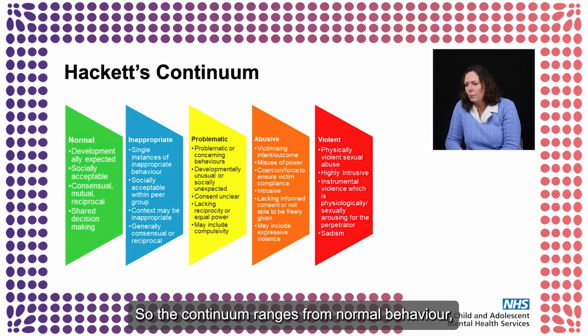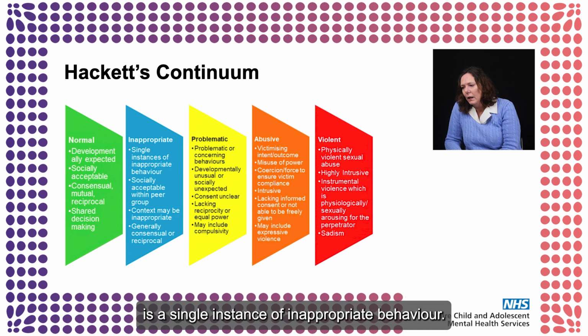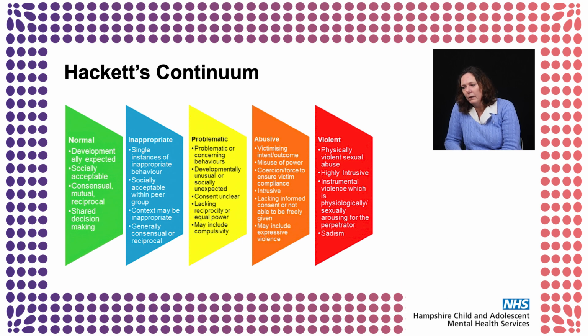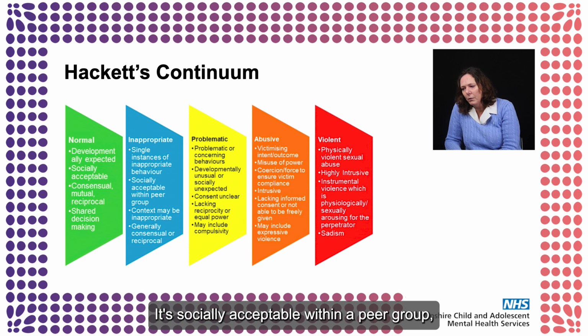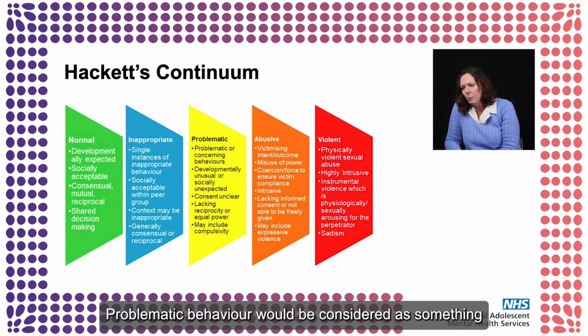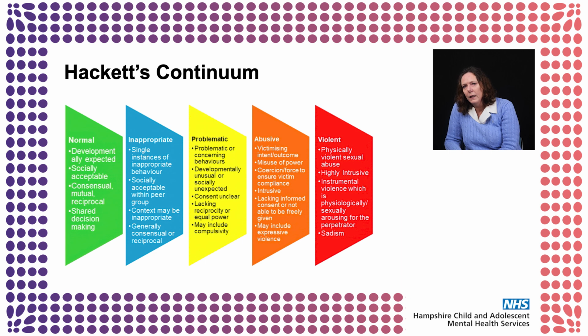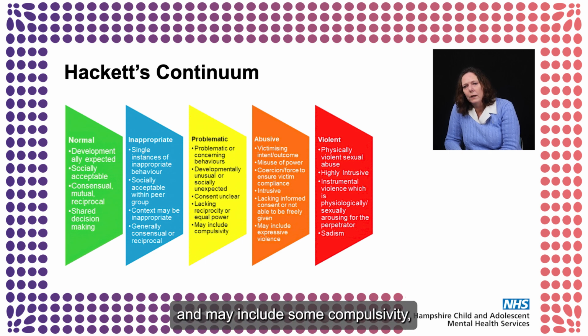The continuum ranges from normal behaviour, that which is developmentally expected, which is within social norms, and which is within the context of shared decision making between the two young people. Inappropriate behaviour, becoming more concerning, is a single instance of inappropriate behaviour. It's socially acceptable within a peer group, but the context may well be inappropriate. It's genuinely consensual or reciprocated. Problematic behaviour would be considered as something which is developmentally unusual or socially unexpected. It often lacks consent and may include some compulsivity, so the children feel compelled to do it.